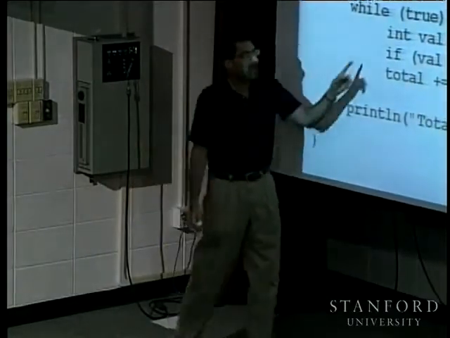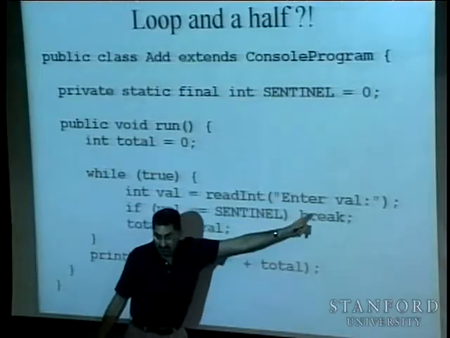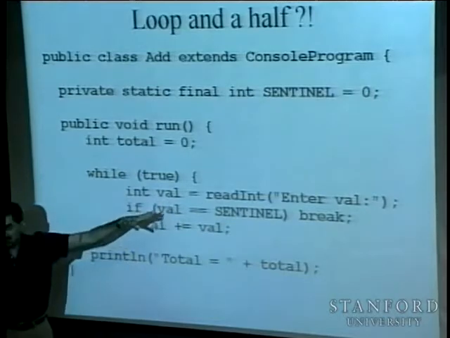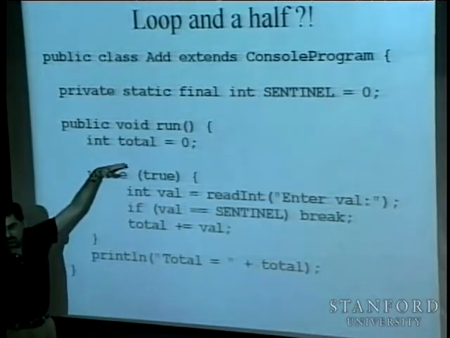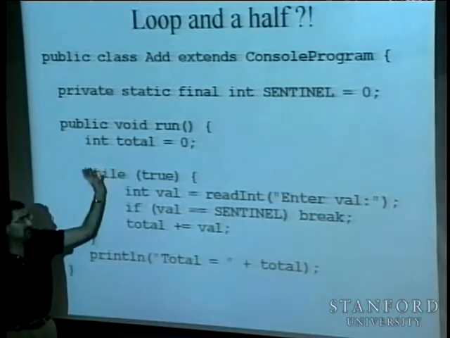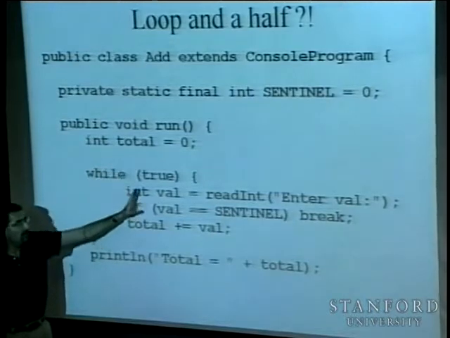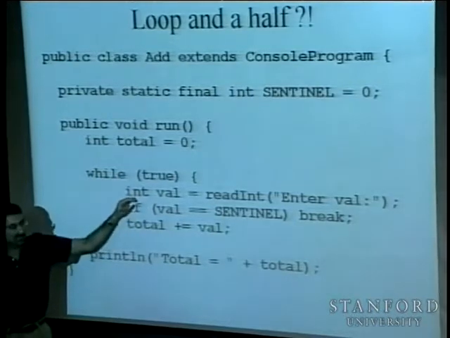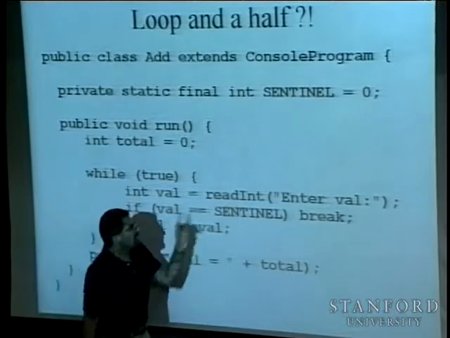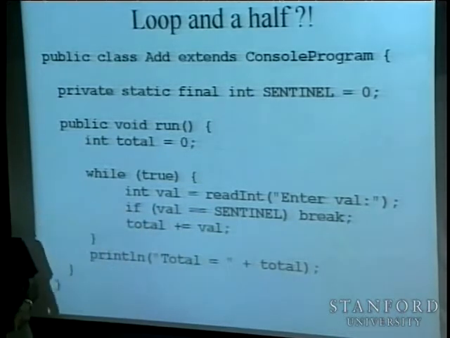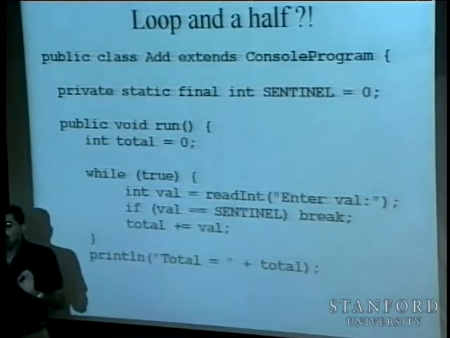And here's the caveat. We're going to ask the user for a value, right? Notice we declare the int val inside here. We could have declared it outside if we wanted to, as long as we didn't do the readInt outside. We could have just said int val and declared it out here. But we're only going to use it inside the loop, so we're just going to declare it here. We read an integer from the user. We ask if the value is the sentinel. If it is, we break.